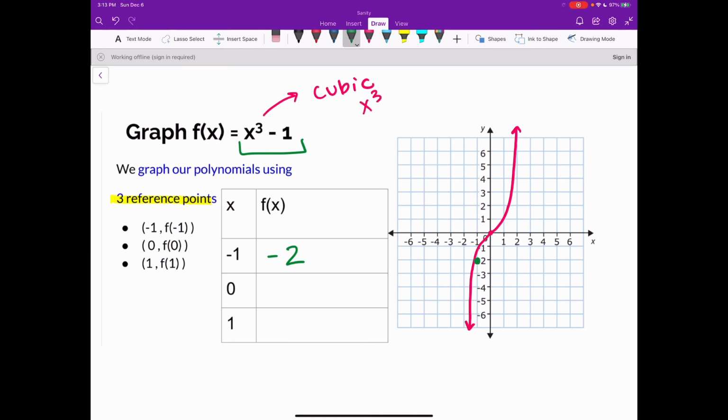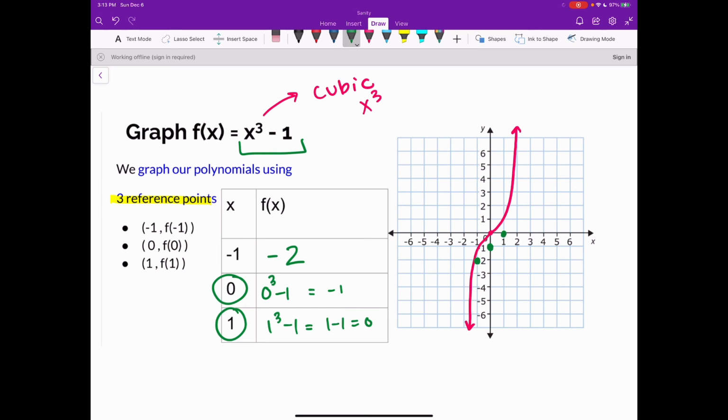What about when I plug in x equals 0? Well, then I'm going to have 0 to the 3rd power minus 1, which is just 0 minus 1, which is just a negative 1. Again, that's another point that I can graph, 0, negative 1. And then if we pick x equals 1, well, let's plug that in. So 1 cubed minus 1 is just 1 minus 1, which is just 0. Again, a third point that I can graph.